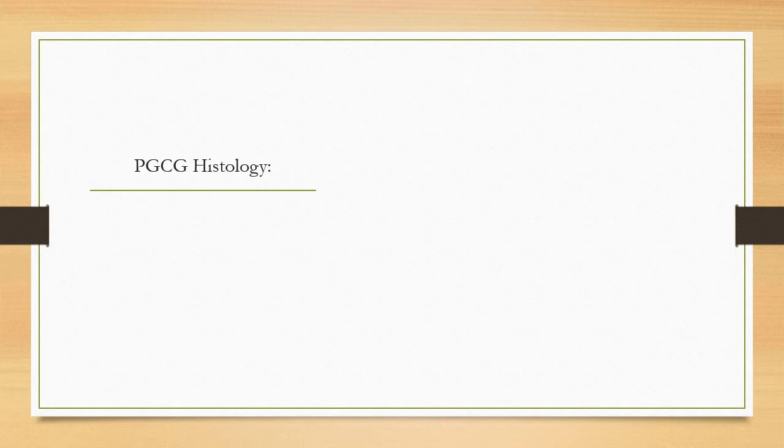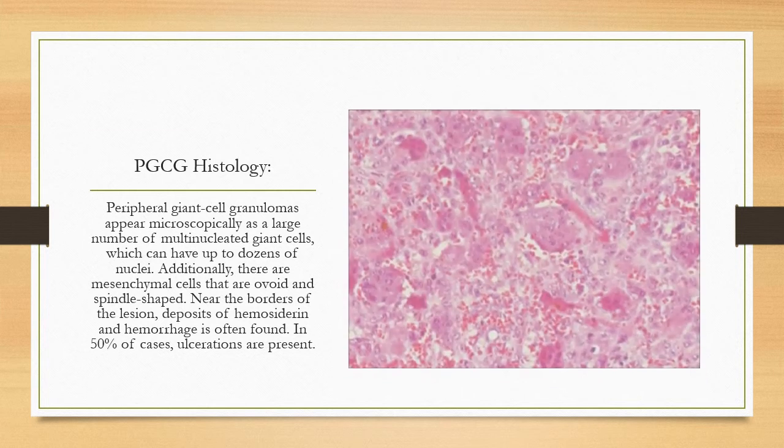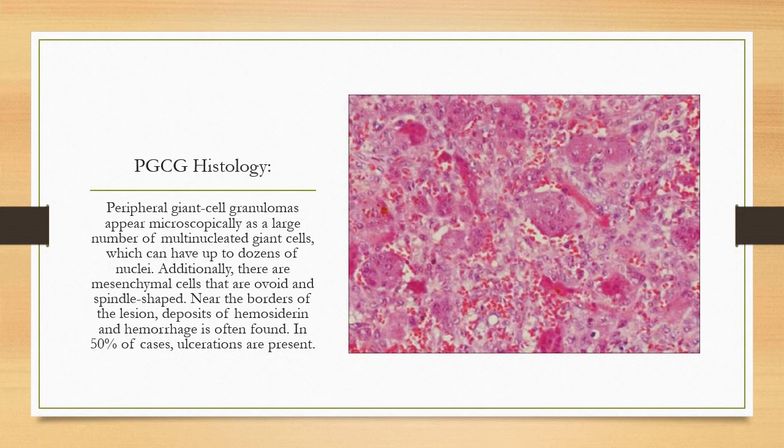What is the histology? Peripheral giant cell granuloma appears microscopically as a large number of multinucleated giant cells, which have up to dozens of nuclei. Additionally, there are mesenchymal cells that are ovoid and spindle-shaped near the borders of the lesion. Hemosiderin and hemorrhage is often found in 50% of cases. Ulceration is also present, and we can see all that in the picture.